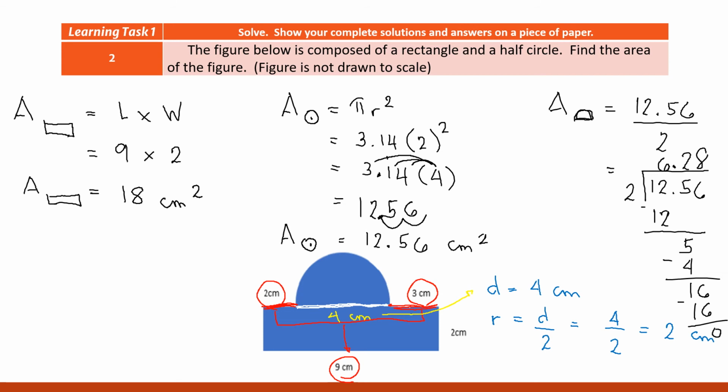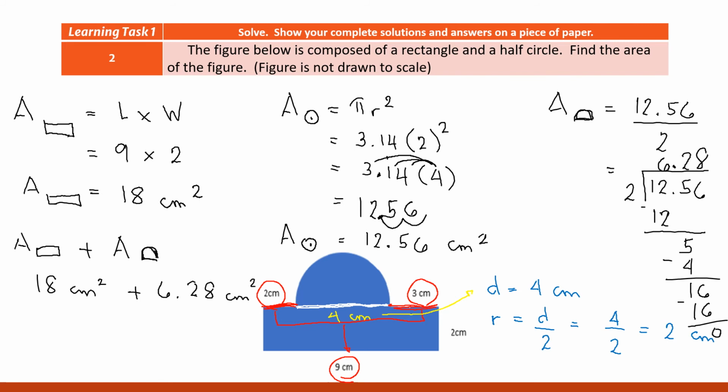square centimeter. At dahil pinapahanap ang area of the figure, pagsasamahin natin yung area, okay, yung area of a rectangle kanina plus the area of what? The area of a semicircle. Okay? So, ano ang area of a rectangle? So, we found out na yun ay 18 square centimeter. Plus the area of a semicircle, 6.28. Okay, 6.28 square centimeter.